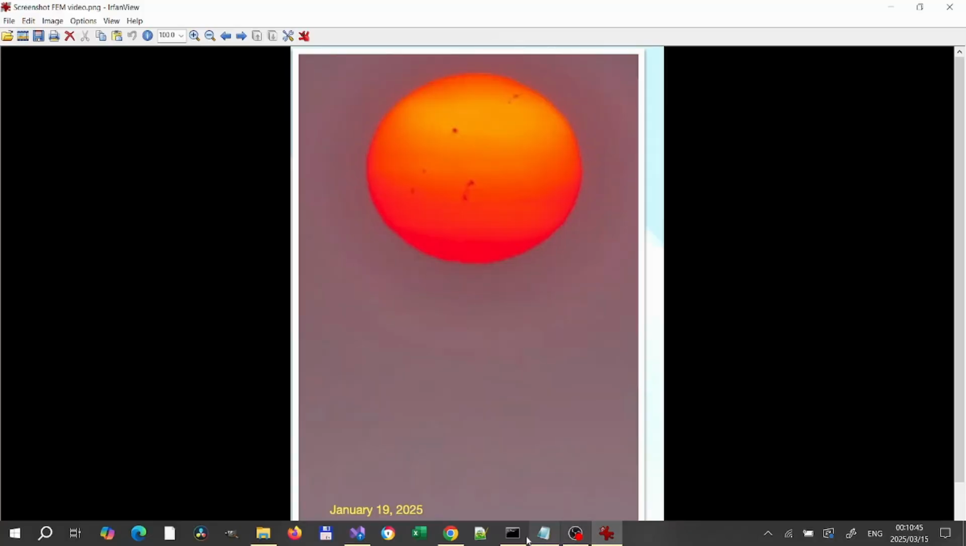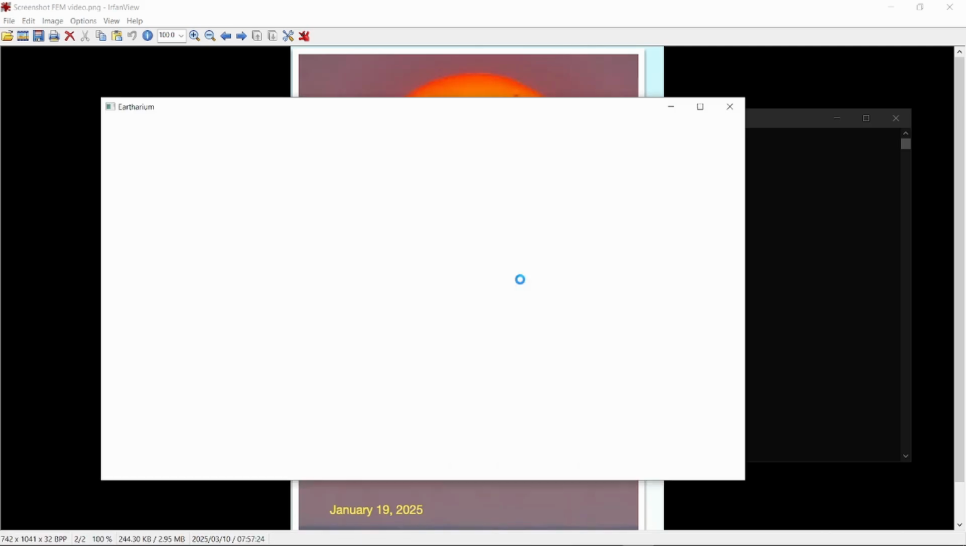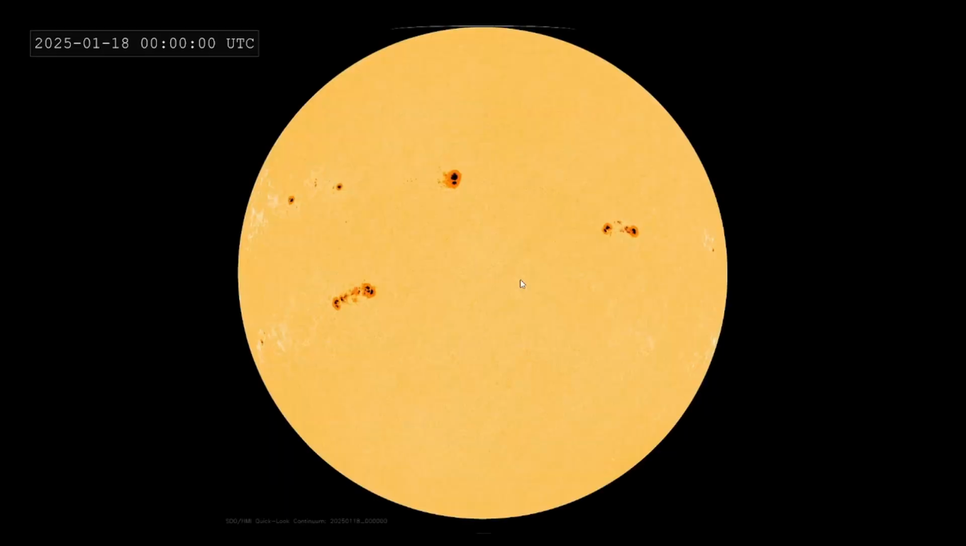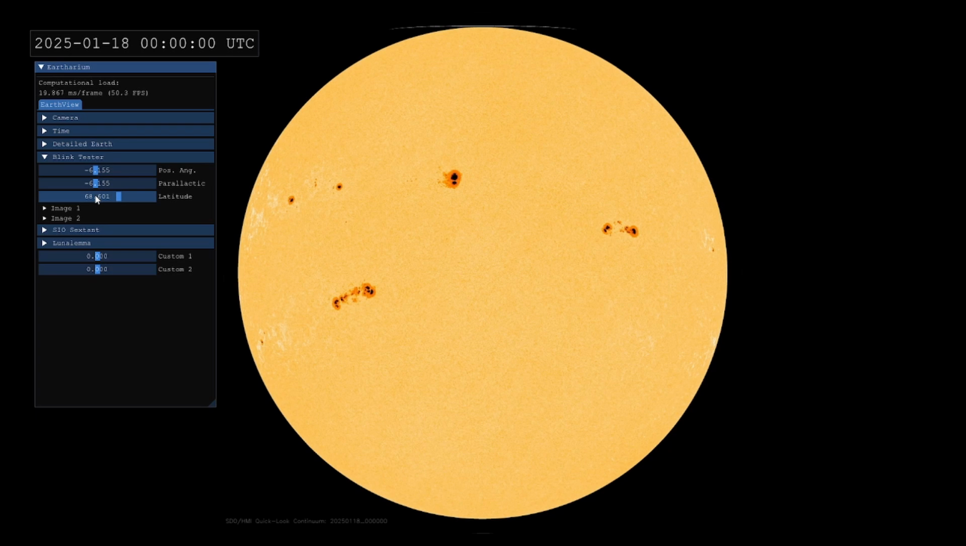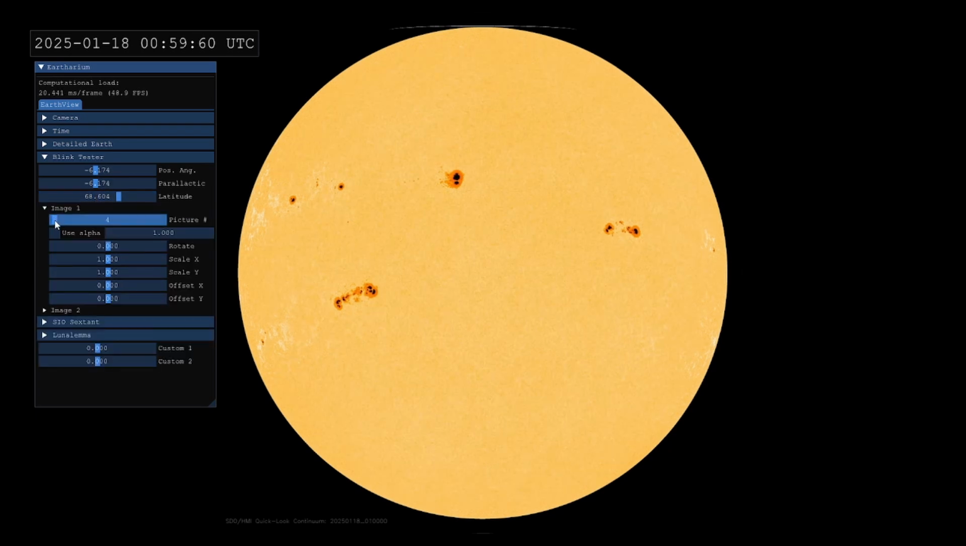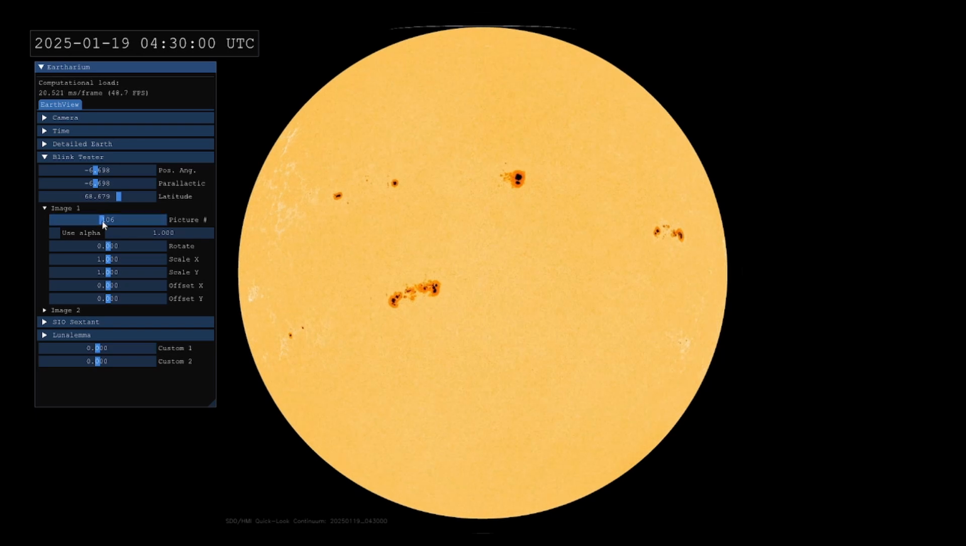So if we get rid of these, you see that I have made a little blink tester here. So here is the reference image. It's not just one image; it is a whole sequence of images that I've downloaded, and I can scrub here and select which image to use for the comparison, and that changes the date and time up here as well, so that my astronomical calculations will be made from the correct date and time.